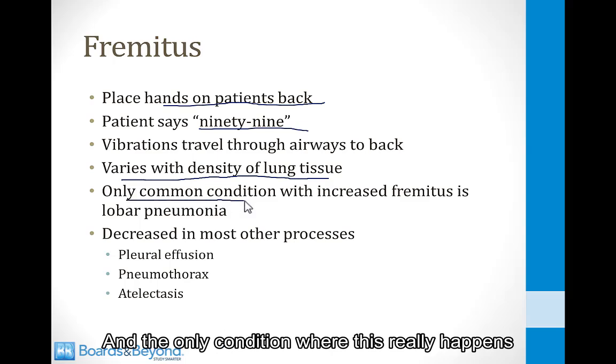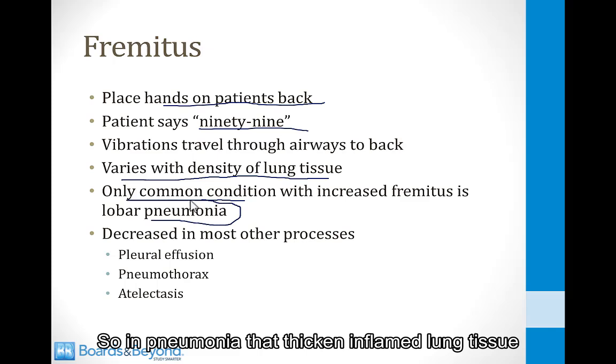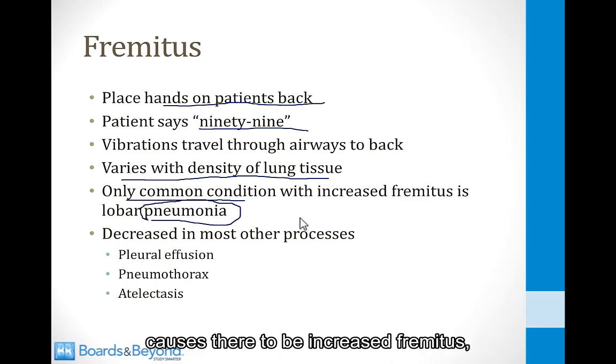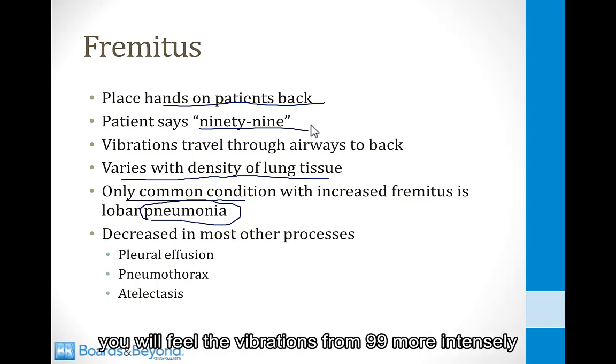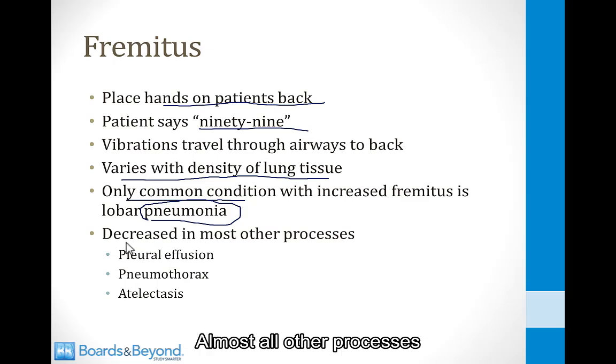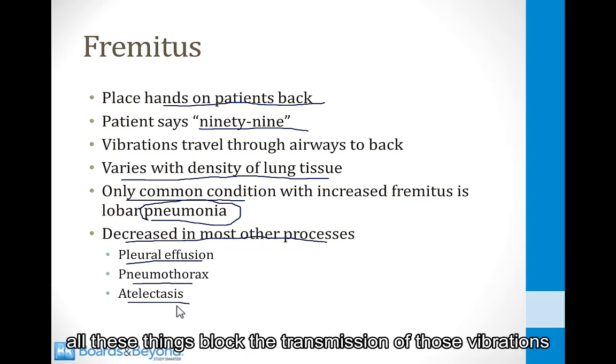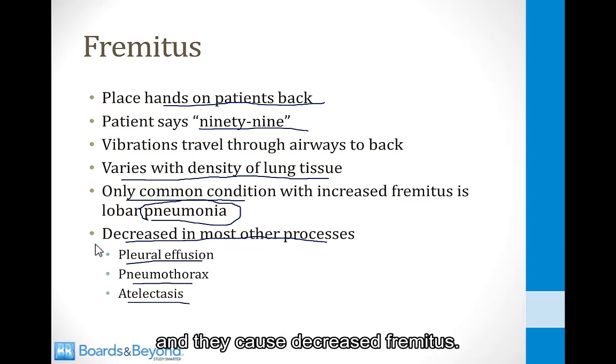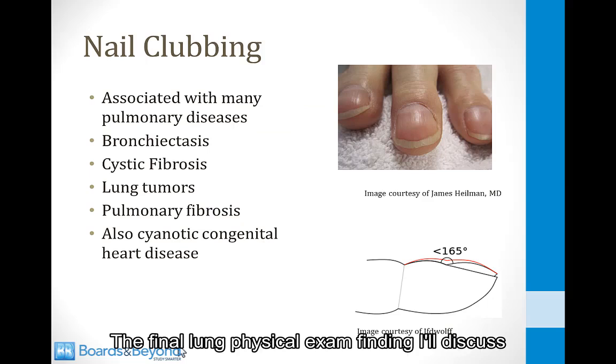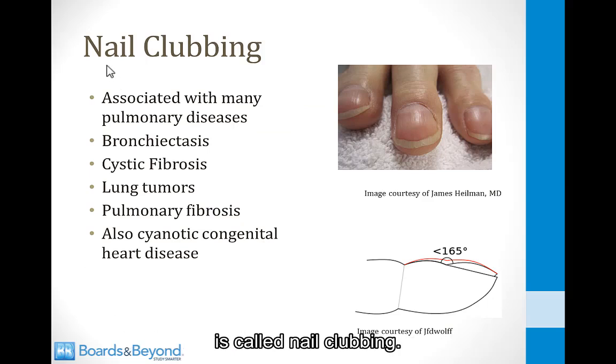And the only condition where this really happens is with pneumonia. So in pneumonia, that thickened, inflamed lung tissue causes there to be increased fremitus, and over the affected portion of the lung, you will feel the vibrations from 99 more intensely than you feel them elsewhere. Almost all other processes cause there to be less fremitus. So things like pleural effusion, pneumothorax, atelectasis, all these things block the transmission of those vibrations, and they cause decreased fremitus.